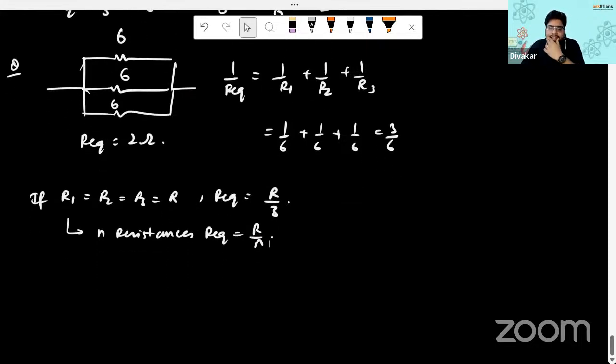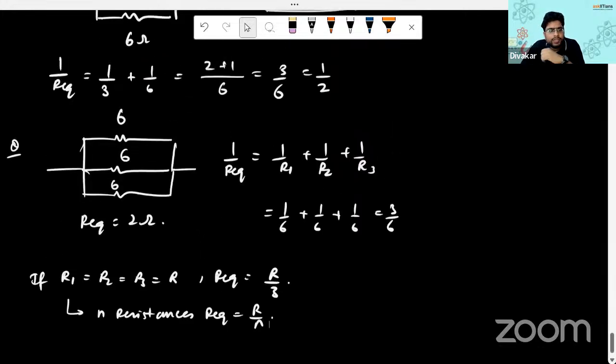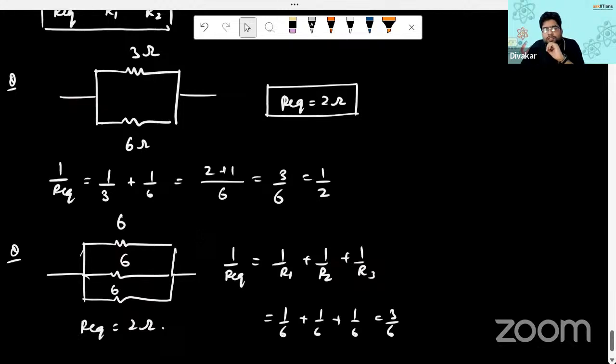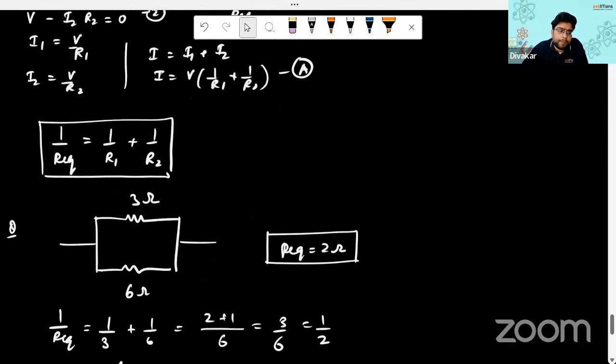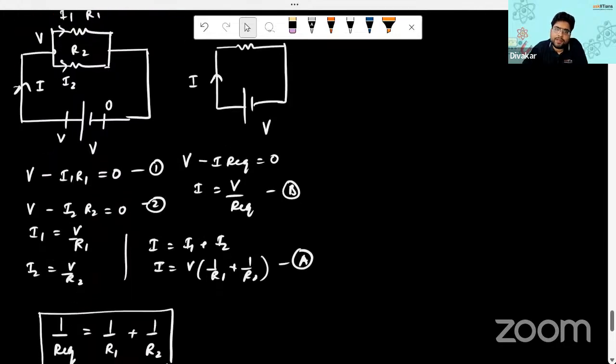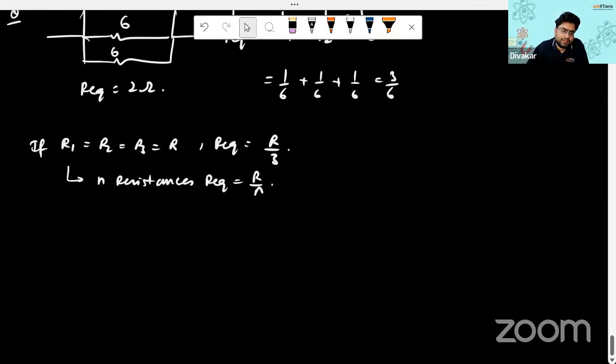Now, if I ask you, 2, is it less than 6? In the previous case also, if I ask you, 2, is it less than 3? Is it less than 6? Yes. So what you got from here? If the connection is a parallel connection, then R equivalent will always be less than the individual resistances.